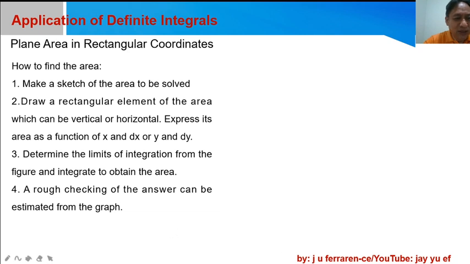Draw or construct a rectangular element of the area which can be vertical or horizontal. Express its area as a function of x and dx when it is a vertical element, or y and dy when it is a horizontal element. Now determine the limits of integration from the figure and integrate to obtain the area. Rough checking of the answer can be done by estimating it from the graph.